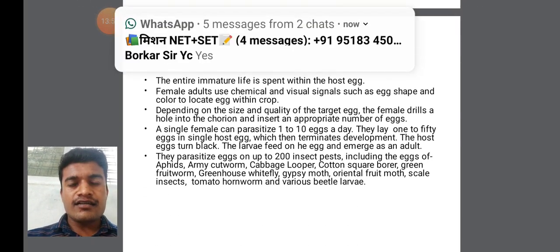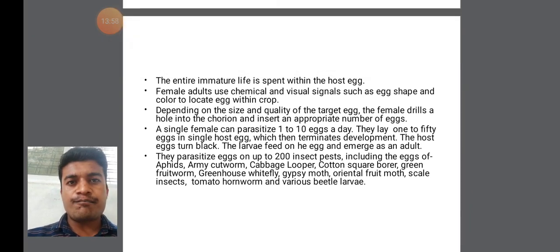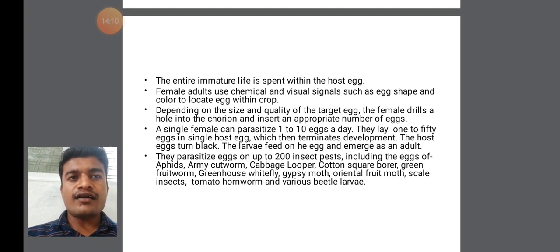The entire immature life is spent within the host egg. Female adults use chemical and visual signals such as egg shape and color to locate the egg within the crop. Depending on the size and quality of the target egg, the female drills a hole into the chorion and inserts an appropriate number of eggs.